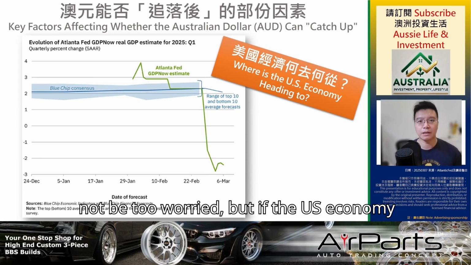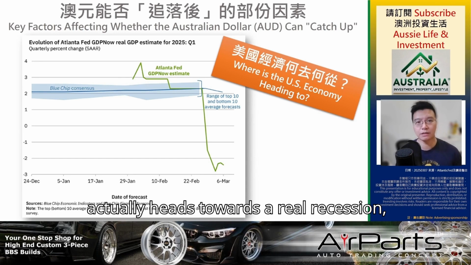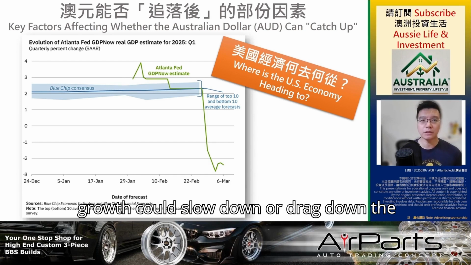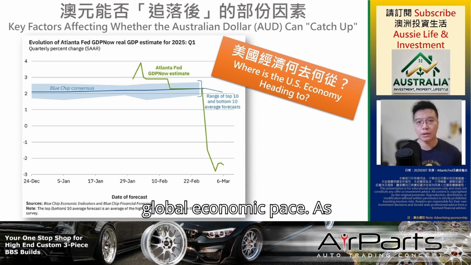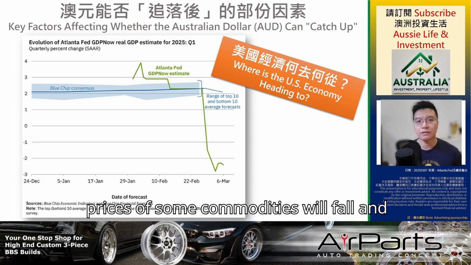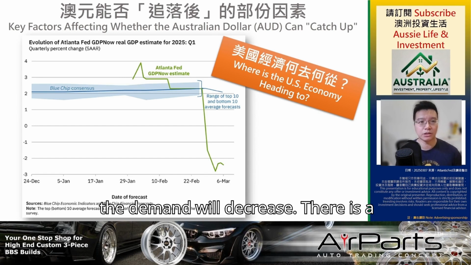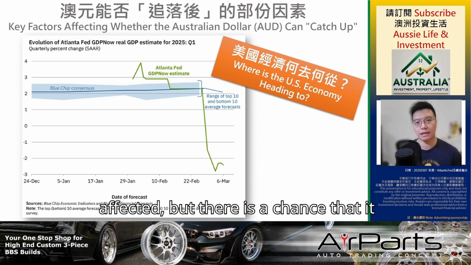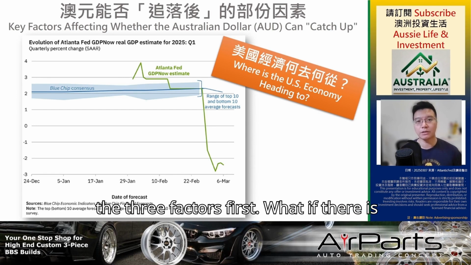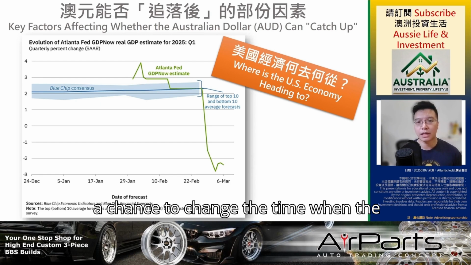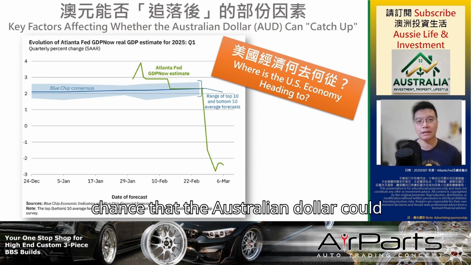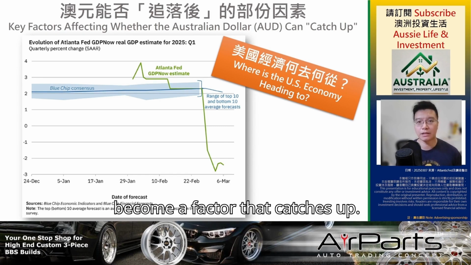But if the US economy actually heads towards a real recession, whether it's a technical recession with two consecutive quarters of negative growth, it could slow down or drag down the global economic pace. As a result, there is a chance that the prices of some commodities will fall and demand will decrease. There is a chance that the Australian dollar will be affected and dragged down. So that's the three factors. What if there is a change in the timing of when the reversal occurs? There's a good chance that the Australian dollar could become a factor that catches up.